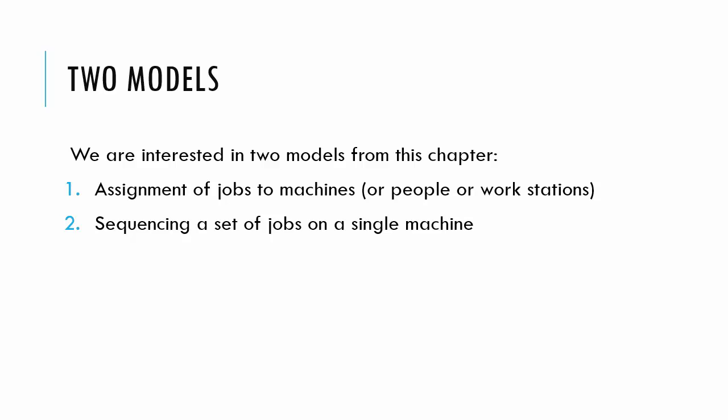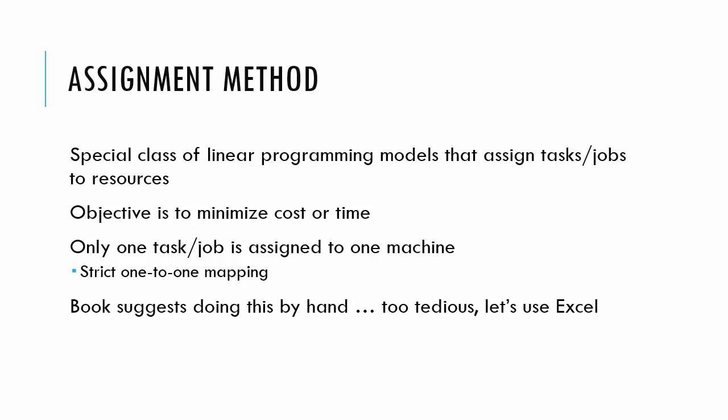From this chapter, chapter 15, we are interested in two basic models that we're going to look at. The first is the assignment of jobs to machines, or people or workstations, called the assignment method. And the second is sequencing a set of jobs on a single machine. So let's look at the assignment method first.